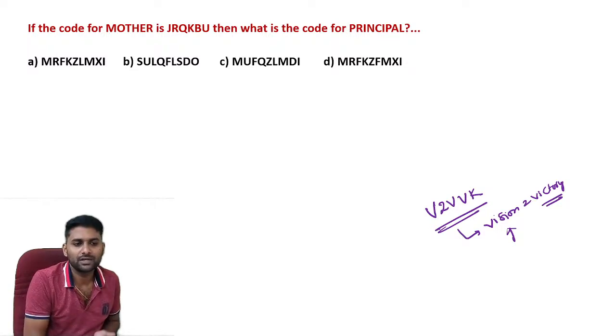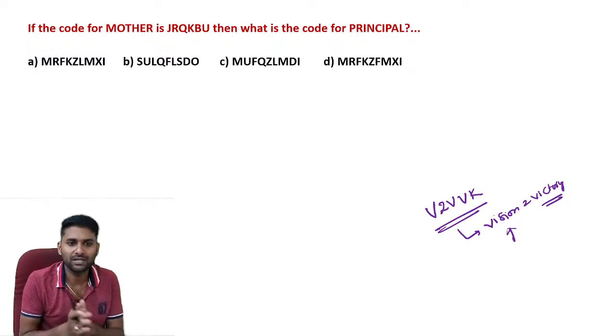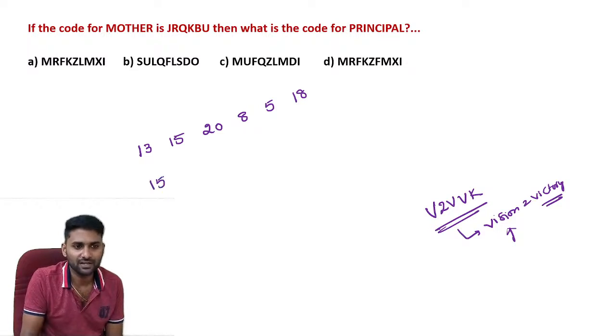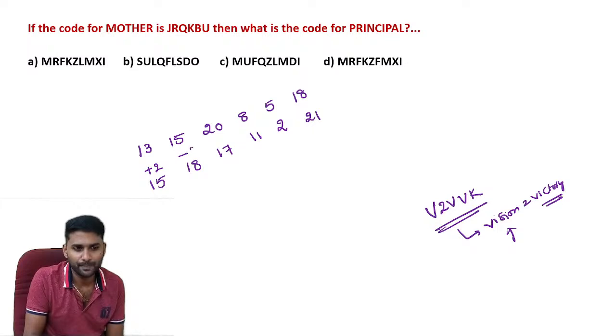Now, see, if mother is coded as JRUKBU, then what is principal coded as? So mother: M 13, O 15, T 20, H 8, E 5, R 18. If you go through the word, J is the 10th letter, R is 18th letter, U 21st letter. You can see it's a minus 3, plus 3... sorry, it's a plus 3, again plus 3, again plus 3.